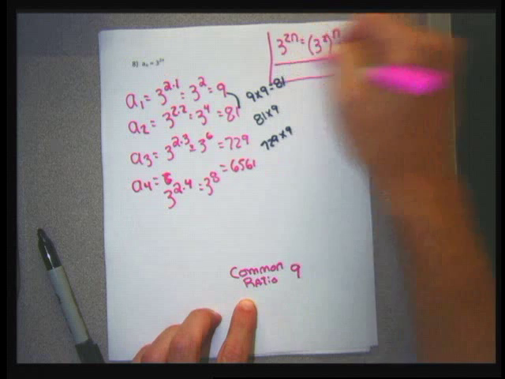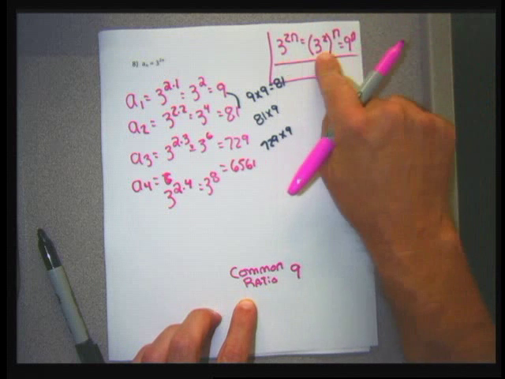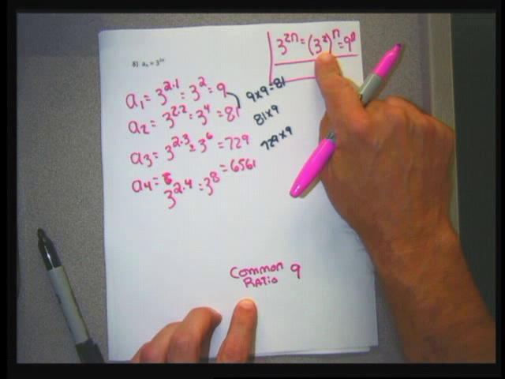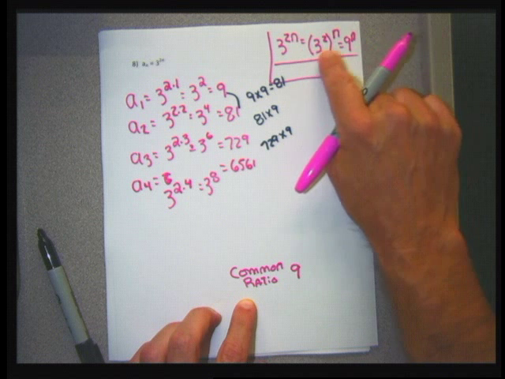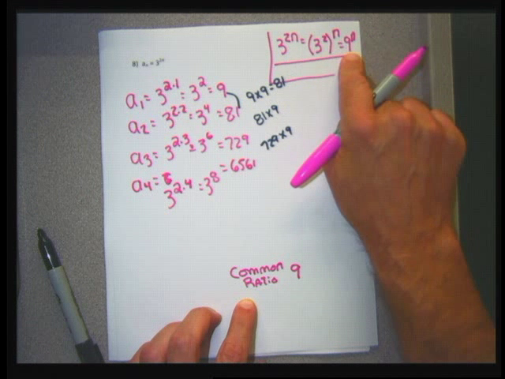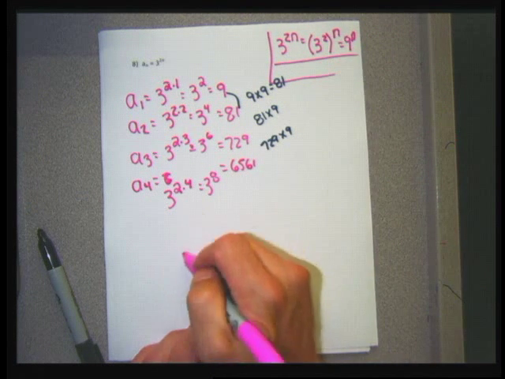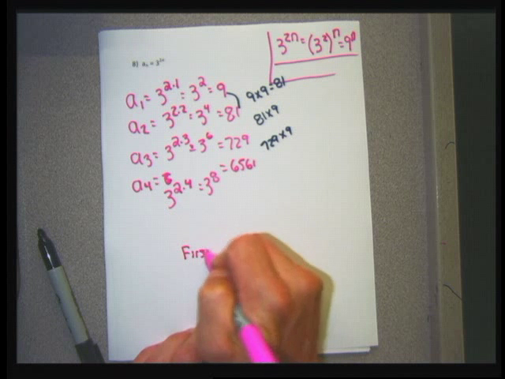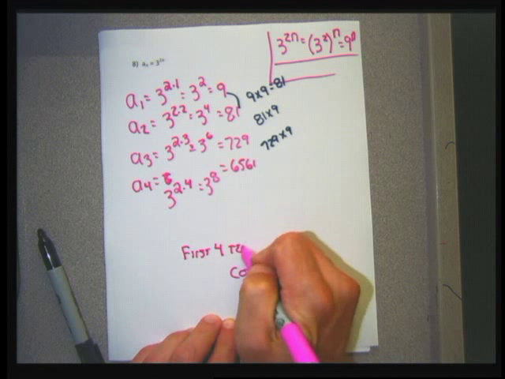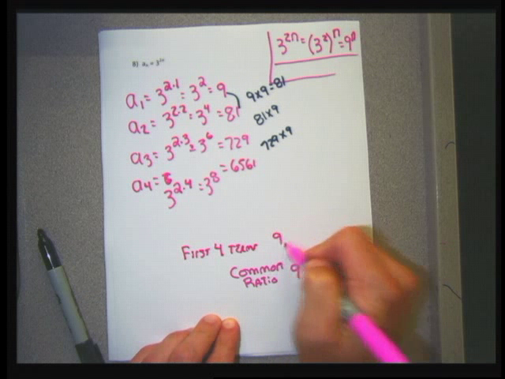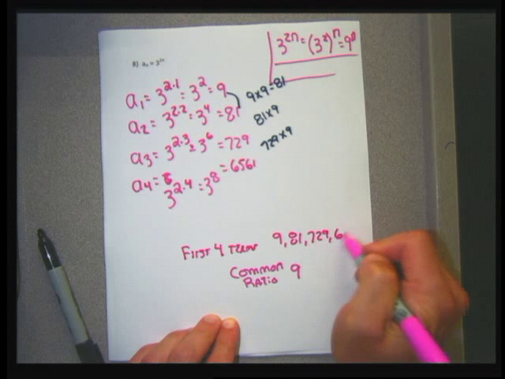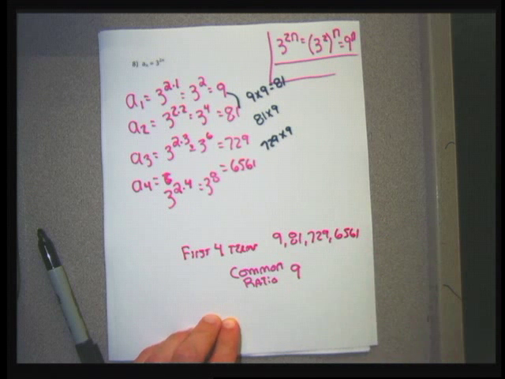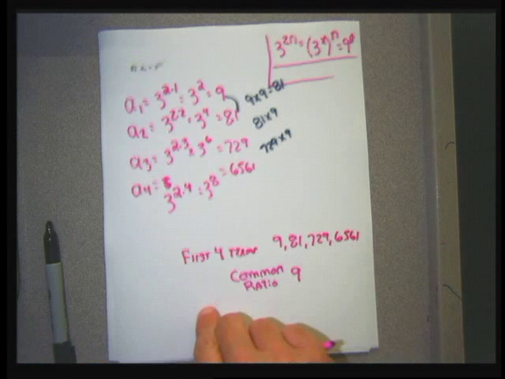The slickness at the beginning was a way to get the common ratio by just glancing. You can only get the common ratio by glancing if the exponent is just n. In that case, it required some algebra to get it from the original problem to one where I can see the common ratio. And then the first 4 terms are 9, 81, 729, and 6561. That's all that's asked for number 8.